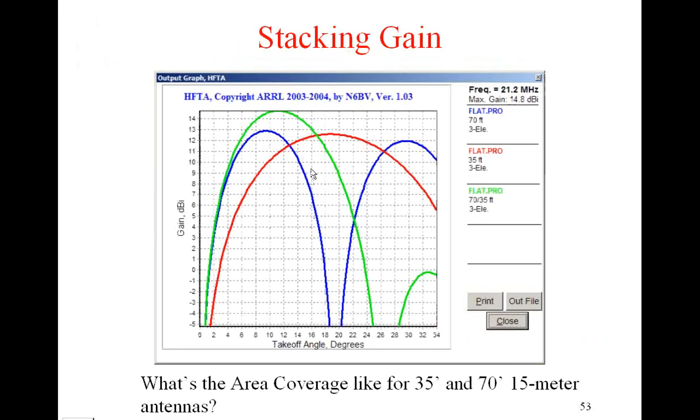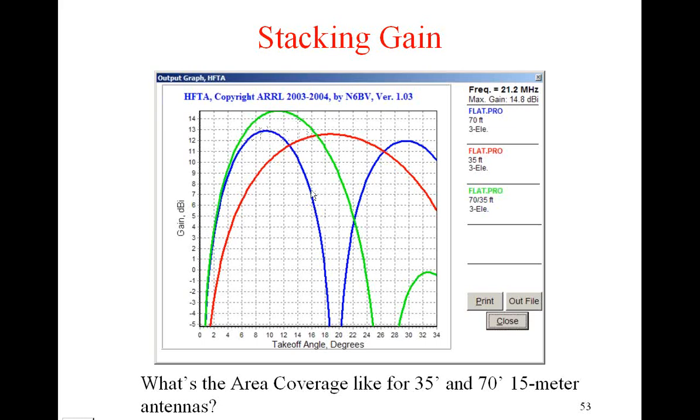All right, stacking gain. Again, this is a reprise of a slide that I had a little bit earlier for 15 meters. The green one is a stack of 70 and 35 foot high 3-element Yagis. These are all over flat ground. The red one is a 35-foot Yagi by itself. The blue one is a 70-foot Yagi by itself. And when you stack them, you get increased gain at virtually every angle above, in this case, about 7 or 8 degrees, because of the stacking.